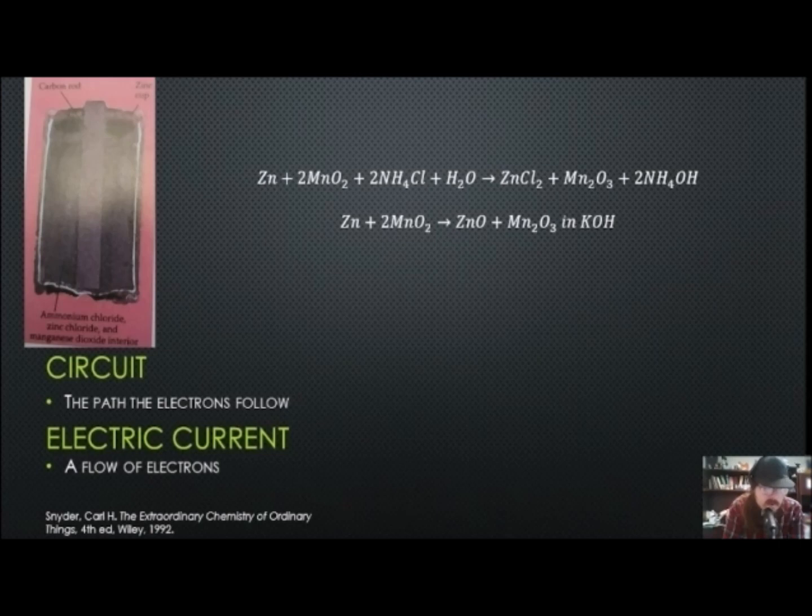go through and reach the bottom of the battery and flow into the manganese and change it from Mn4+ to Mn3+. So MnO2 plus water forms Mn2O3 and hydroxide. And the reaction is such that the hydroxides and the water cancel out, and so the reaction looks a lot simpler.